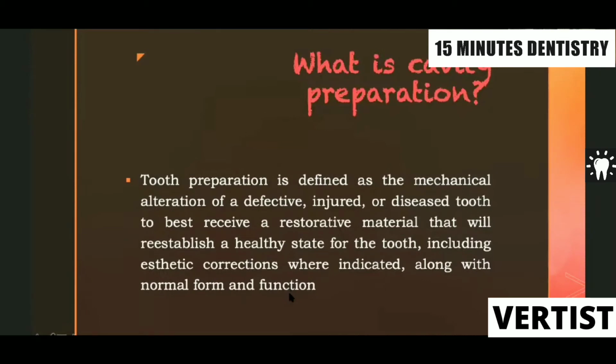So when you are studying, you study in such a way that you understand this meaning. Don't mug it up, right? So it will be easier for you. So it is preparation that is done with a machine on the tooth, right, to clear the defected part, injured part, diseased part, and then to place a restorative material over there that will put that tooth back into normal health, such that it can have proper form, proper aesthetics, and proper function. Okay? Have you understood this? Now we go on to the next.